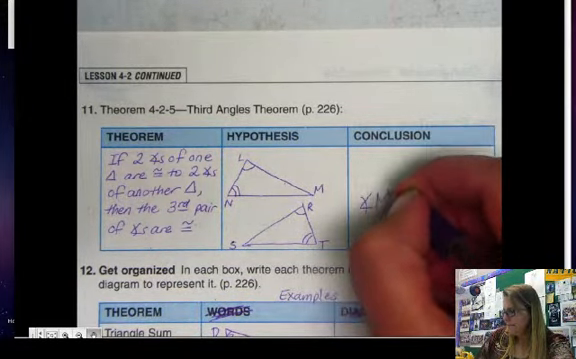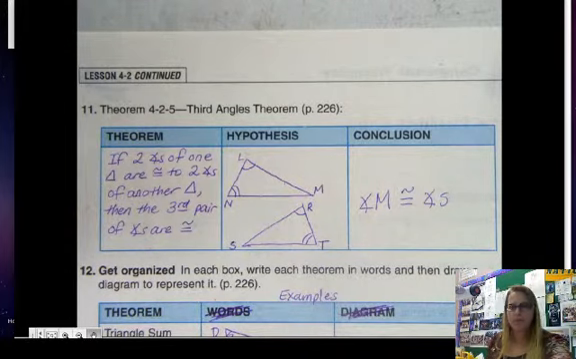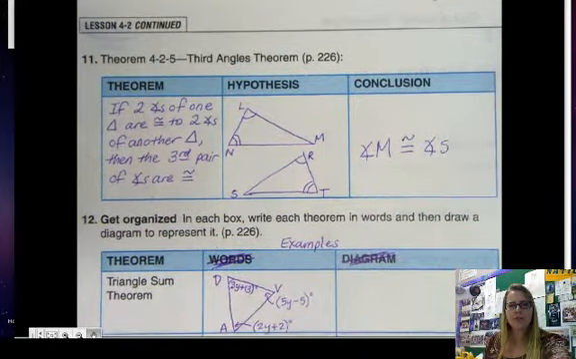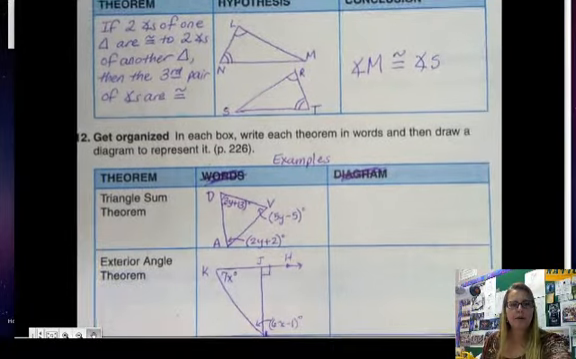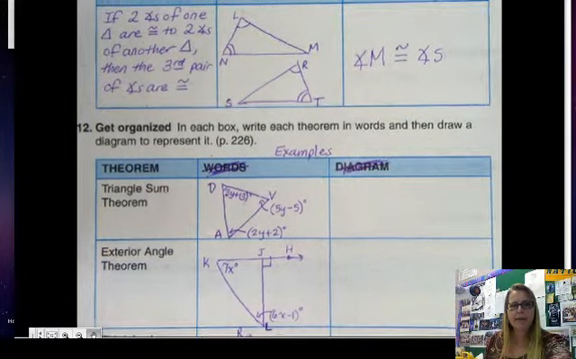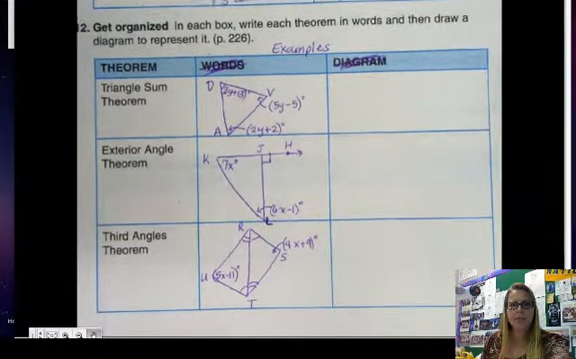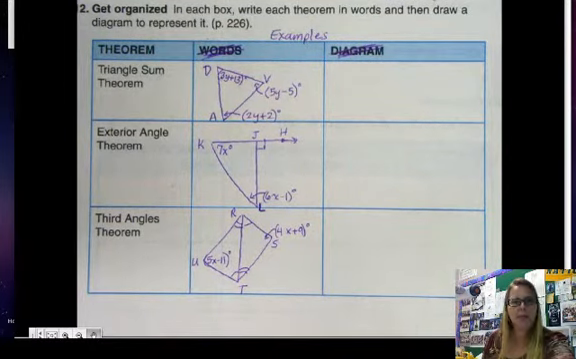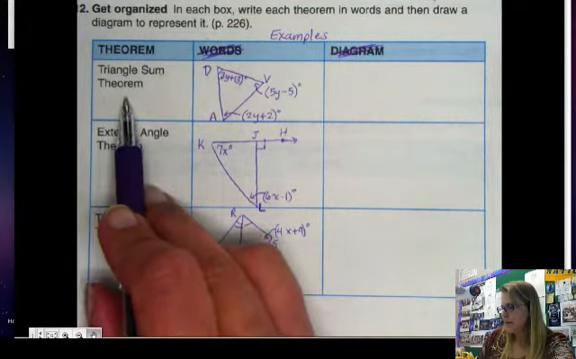Okay? All right, let's do some examples first of all. So we'll start off with an example of a triangle sum theorem here, and then we'll do an exterior angle theorem example, and then we'll do a third angles theorem example. So here are some examples for you. So first of all, the triangle sum theorem.